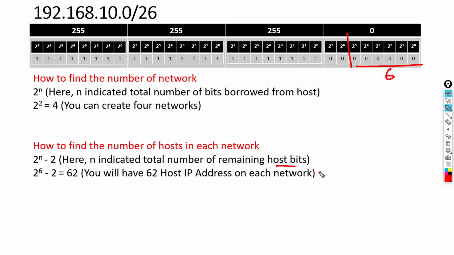Total number of IP addresses here you will get is 64, because 2 to the power 6 is equal to 64. But as we know that on every network, first IP address belongs to network, last IP address belongs to broadcast. So we have to subtract 2 here, and the correct answer you will get is 62. This is the number of hosts you will get on each network.